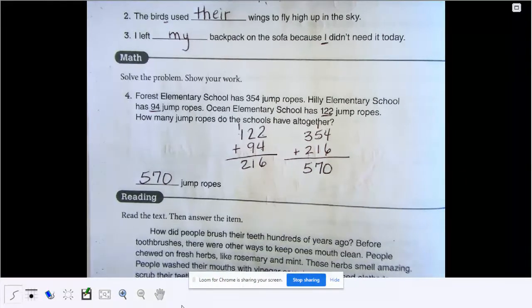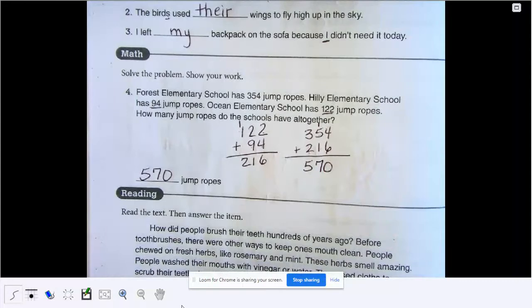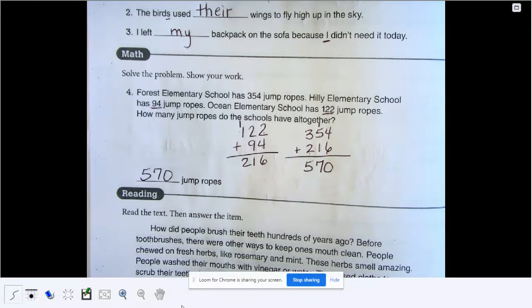All right, if you need to make any corrections or fix anything, please go ahead and do that. You can pause it. We're going to go down to our story. Okay, let's go down here.